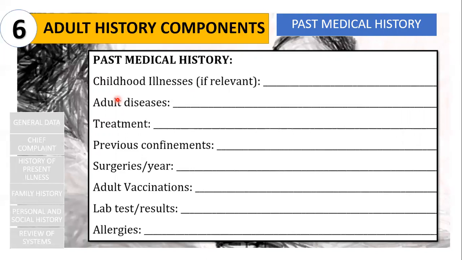We also ask for the health maintenance practices of the patient, like adult immunization and screening tests that they had. Here we also ask for any recent lab tests done and if they have the results with them. Lastly, we also ask if they have any allergies to food or drugs.